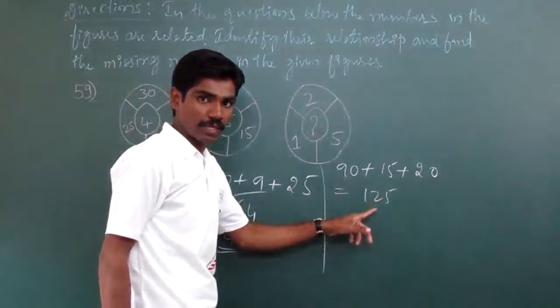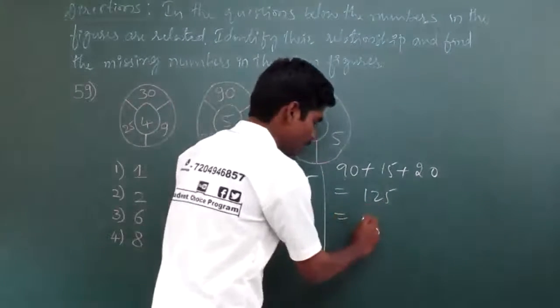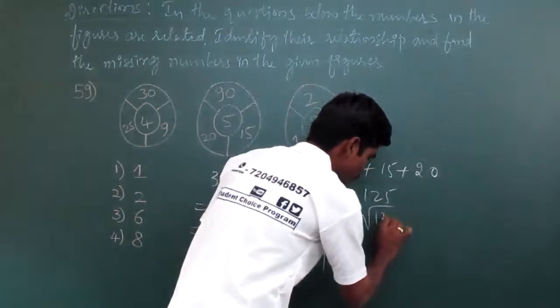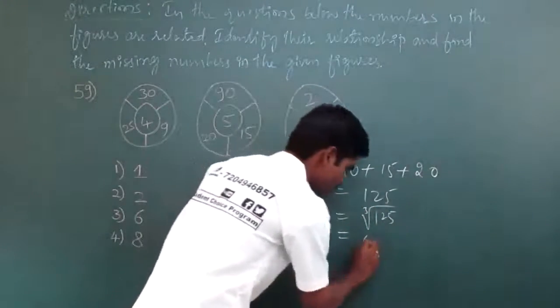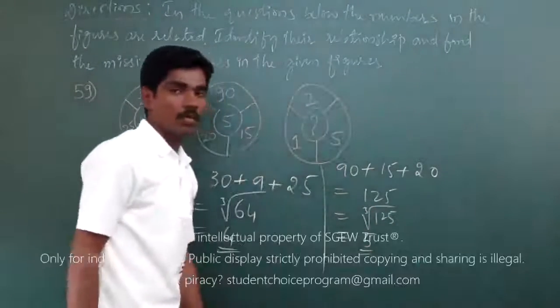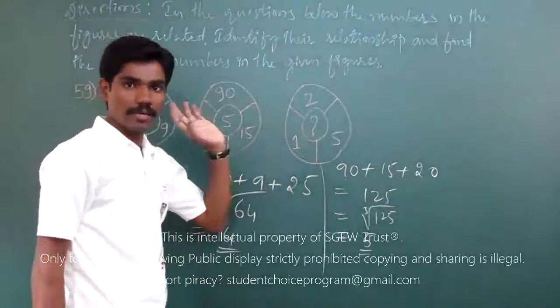That is 5 into 5 is 25. 25 into 5 is 125. That means the cube root of 125 is what? That is 5. So what I have to do? Simply I have to add the numbers and I have to get the cube root of the number to get the missing number.